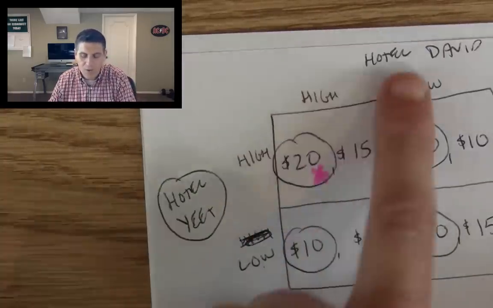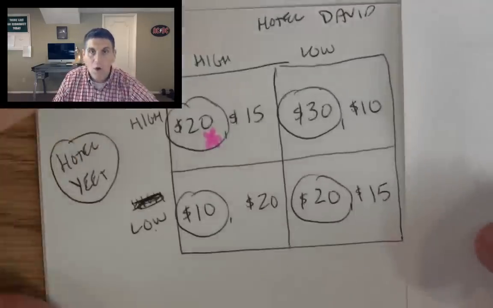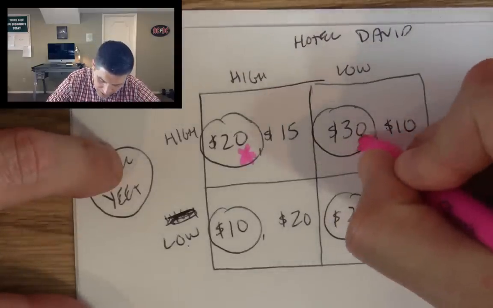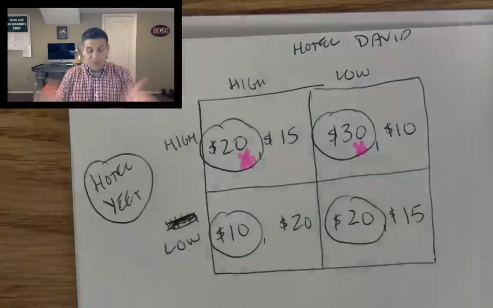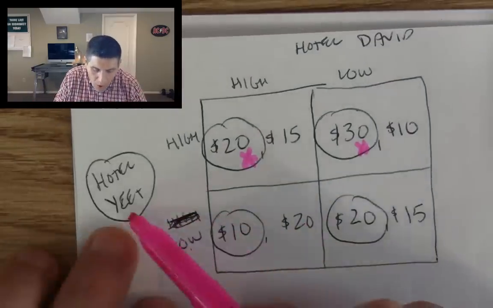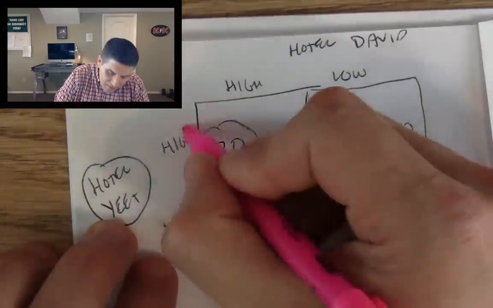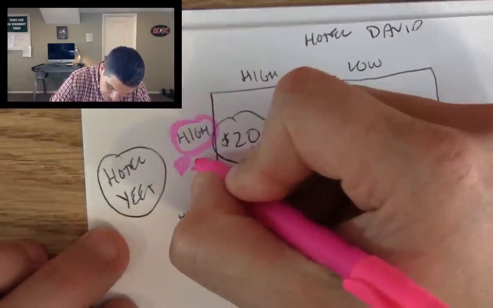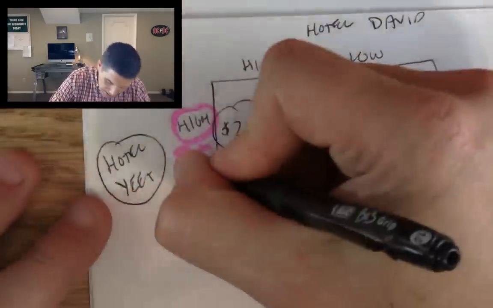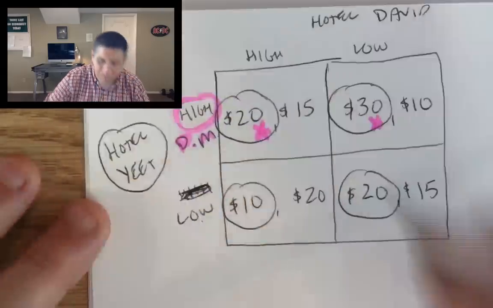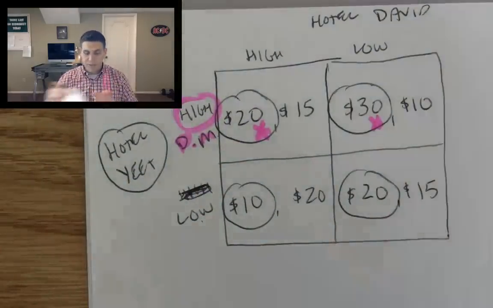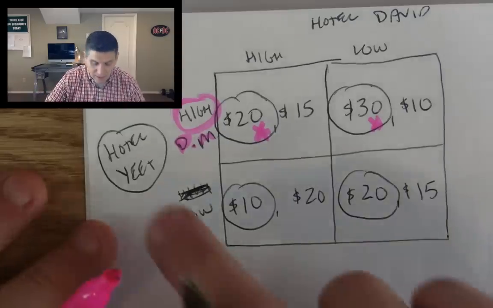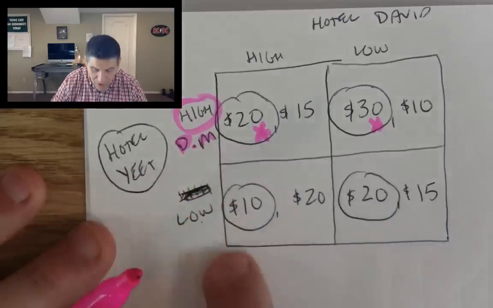And if Hotel David were to go low, well, never mind this junk. Hotel David's not going high. They're going low, right? What will Hotel Yeet do? Well, they get $30 or $20. Well, they'd rather go $30. Now, because the stars align, Hotel Yeet will always price high. That is their dominant strategy. Hotel Yeet has a dominant strategy in pricing high, because they'll always price high. Hotel Yeet will never, ever, ever go low.